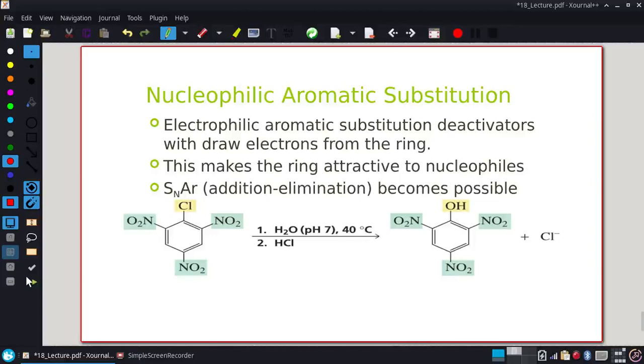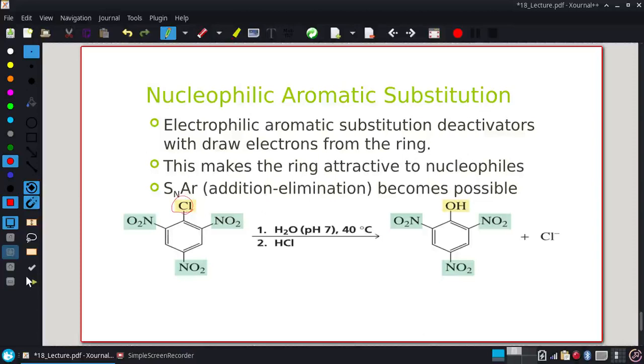Alright, now on to our last little class of reactions. It's nucleophilic aromatic substitution. And as you might imagine, we're going to put a nucleophile onto the ring. Now, all of these that we do easily are going to replace a halogen. So this halogen is going to get substituted with a nucleophile. And this is a very nice one. Just water at 40 degrees Celsius followed up with HCl would actually turn that Cl into an OH.